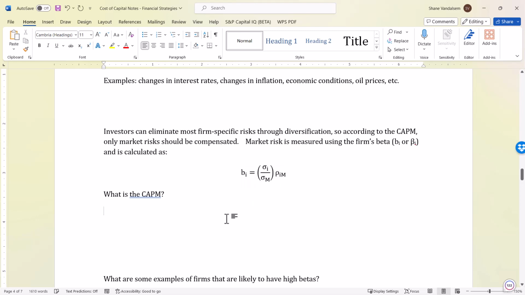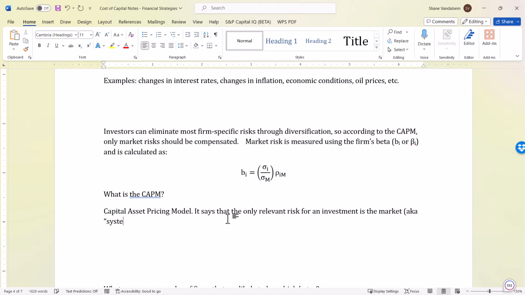Okay. So I'll just summarize CAPM here. CAPM is the capital asset pricing model. It says that the only relevant risk for an investment is the market risk, which is also known as the systematic risk, since firm-specific risk can be diversified away.